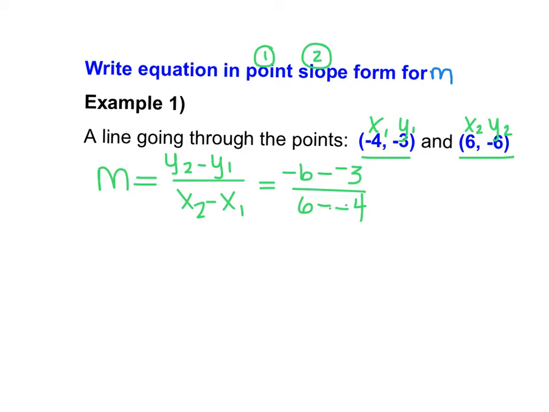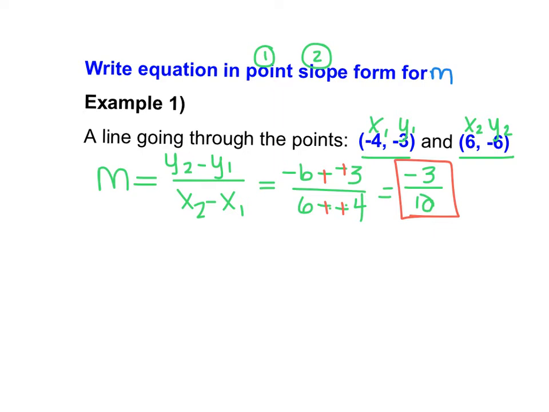So you can see here we have a couple minuses, and we'll simplify this so it's a little bit easier to use. First, I'm going to use keep, change, change, to make this a little bit easier to work with. So we have negative 6 plus 3, which becomes negative 3, divided by 6 plus 4, which is 10. So the slope of our line is negative 3 over 10. This is the slope we're going to use when we write our equation in point-slope form.